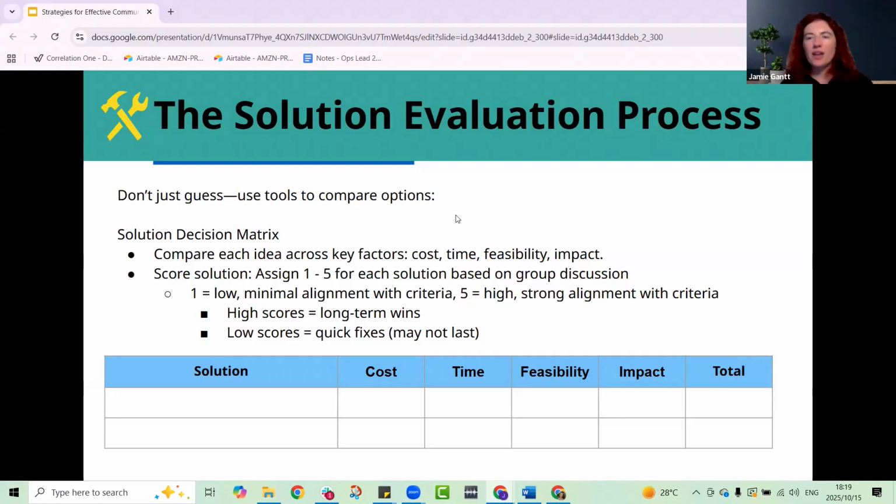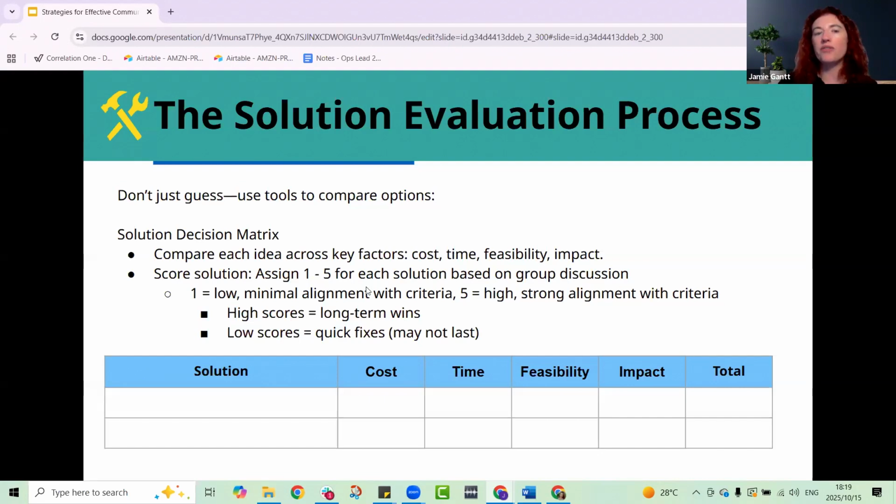All right, so how do we know which solution to use? Because when you are problem solving, you are going to create more than one solution because there's brainstorming involved. You're going to get lots of ideas. All solutions are welcome, but before you actually choose which one to take action on, you want to evaluate the cost, the time, the feasibility, the impact, and give it a grade or a number.